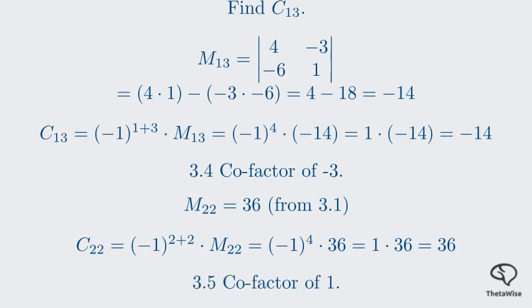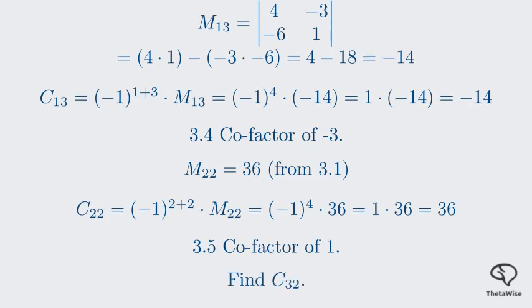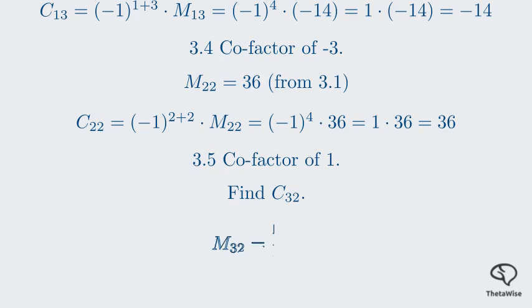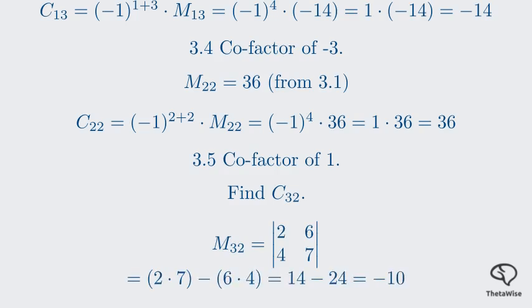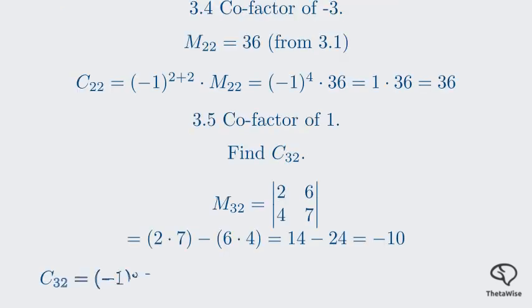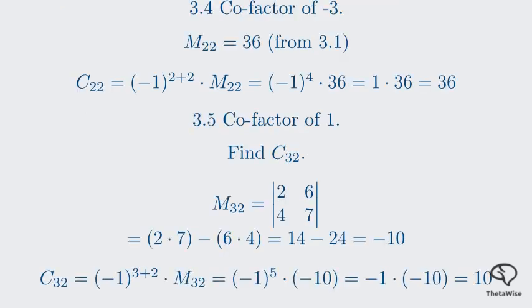Finally, for 3.5, the cofactor of the element 1. The element 1 is in row 3, column 2. We need to find C sub 32. First, we calculate its minor M sub 32. Eliminating row 3 and column 2, the minor is the determinant of 2, 6, 4, 7. Now for the cofactor. C sub 32 is negative 1 to the power of 3 plus 2 times 10. Since 3 plus 2 is 5, an odd number, negative 1 to the power of 5 is negative 1, so the cofactor is negative 1 times 10, which is negative 10.